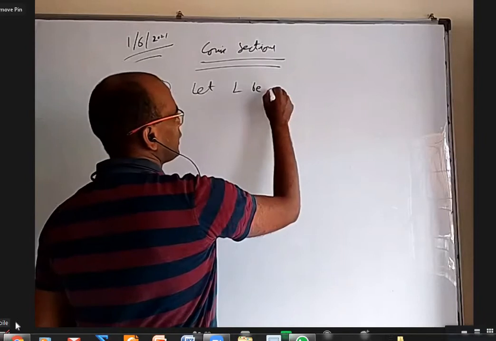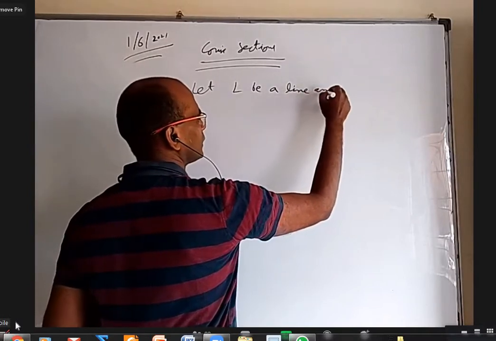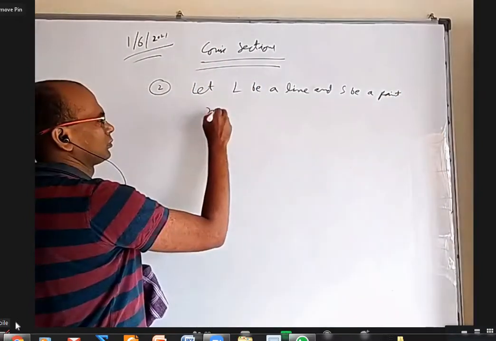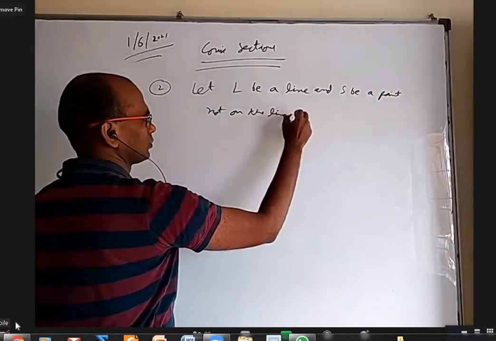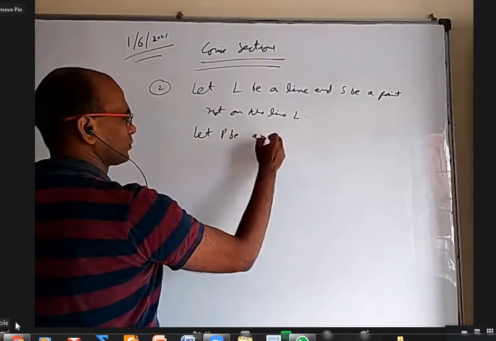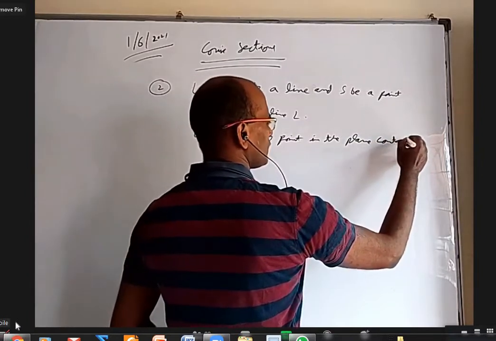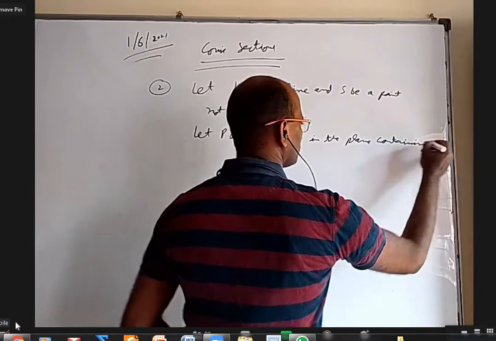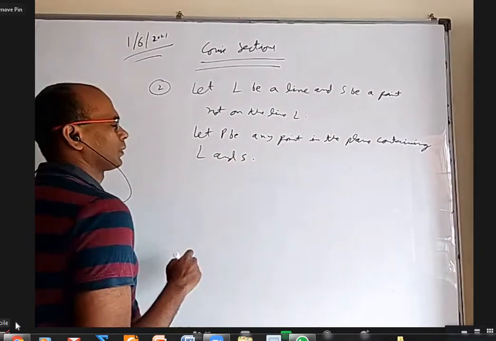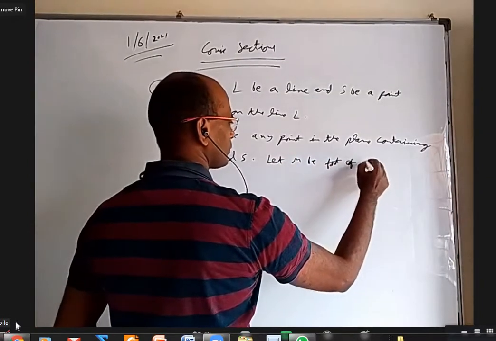Let L be a line and S be a point not on the line L. Let P be any point in the plane containing L and S. Let M be the foot of P on line L.